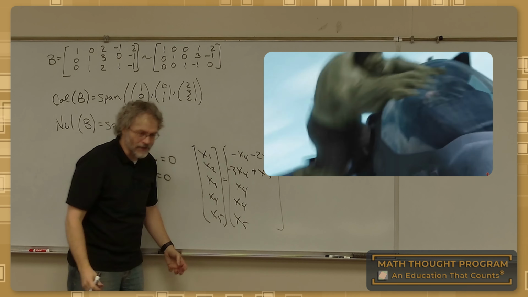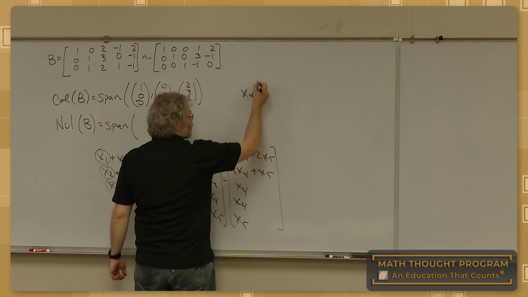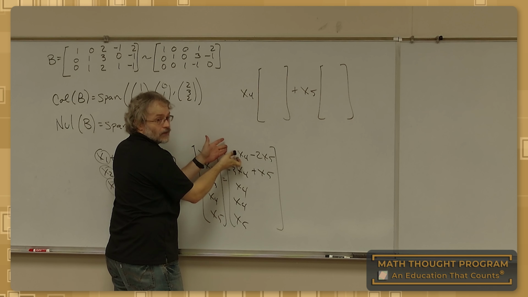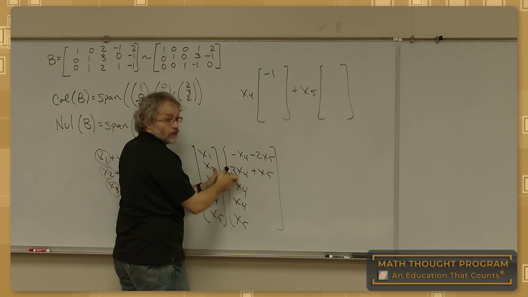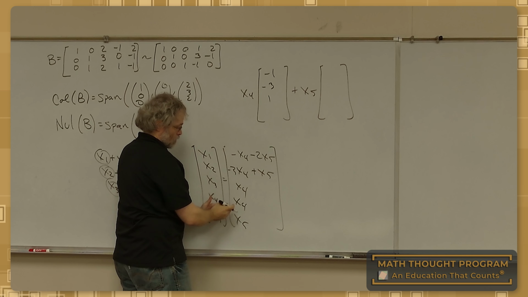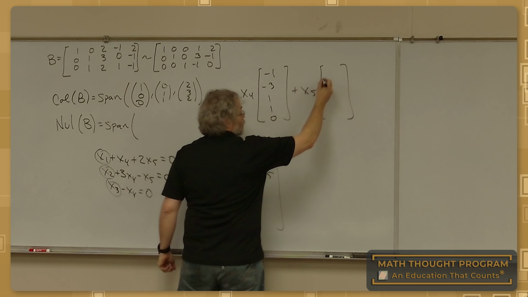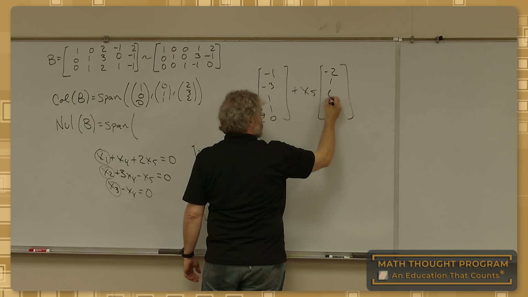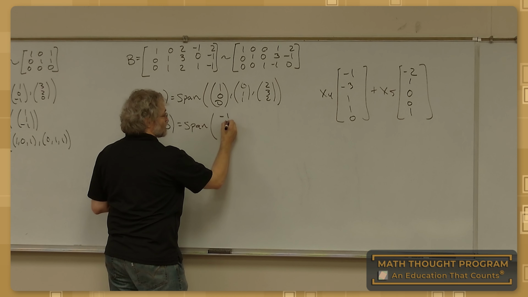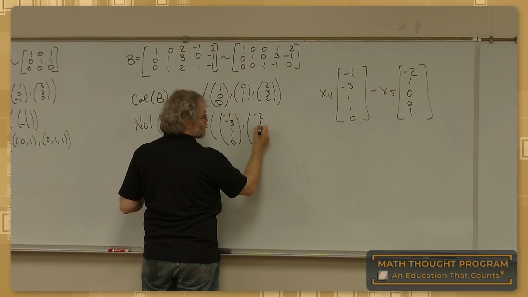And then with all your might, take it and just rip it apart. Rip it apart in terms of the x4 and the x5. So you need -1, -3, 1, 1, and 0. Minus 2, 1, 0, 0, 1. We're going to have minus 1, minus 3, 1, 1, 0. Minus 2, 1, 0, 0, 1.